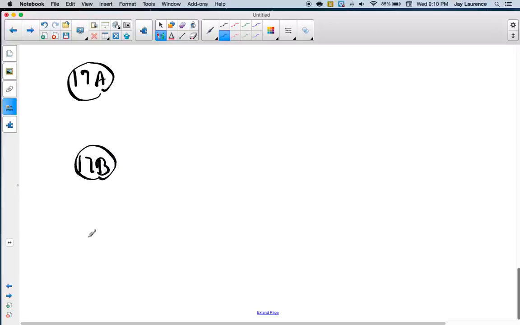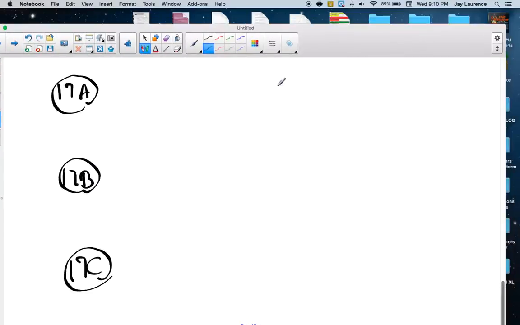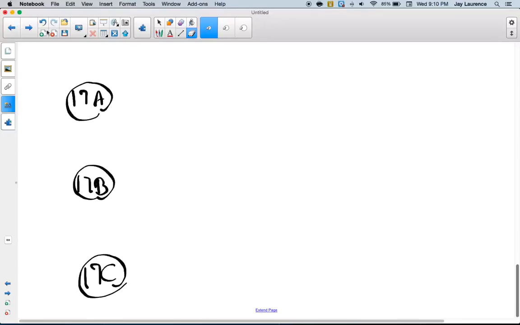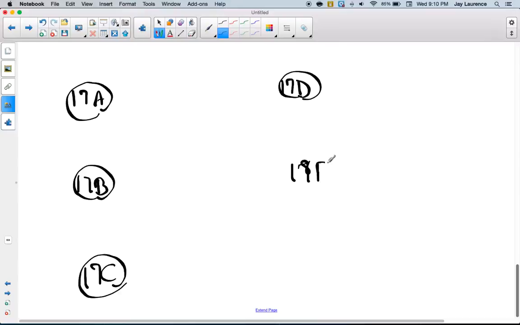17B, 17B, 17C, 17C, and then, whoa, where are you going? 18, no, not 18, what are you doing, Mr. Lawrence? We're only doing 17. Let's see here. Let's go with 17D. 18. No, not 18. I just told you that.